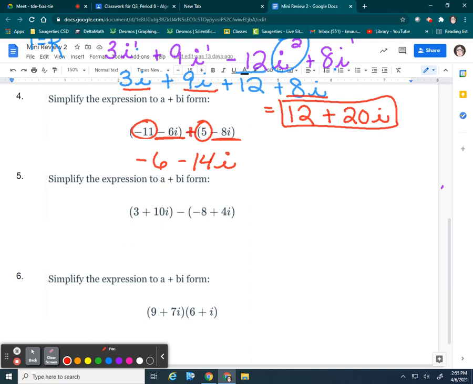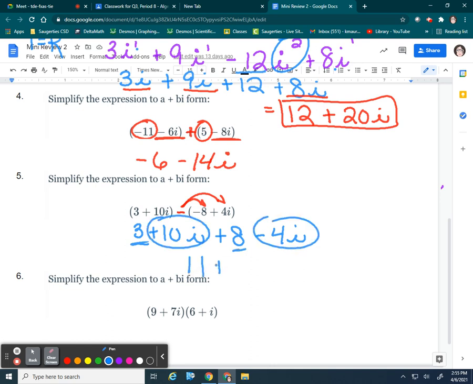Number 5, same thing, except this time we have a minus sign in between. So what we need to do is distribute that negative. So this problem becomes 3 plus 10i, negative 8i becomes plus 8, and 4i becomes minus 4i. Now I'm going to combine like terms. So I have 11, 10i minus 4i is 6i. And that's our answer.